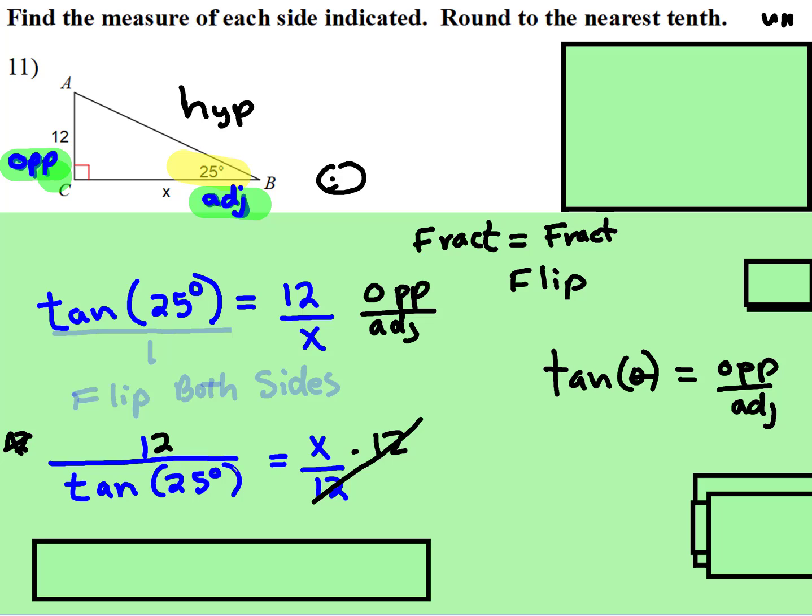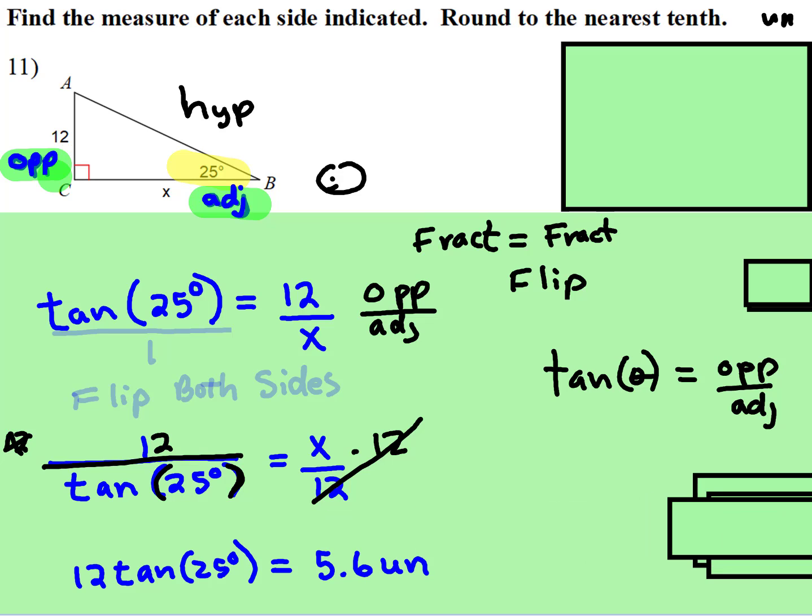And now on the calculator, 12 divided by tangent 25 degrees. Remember to close the parentheses. Hit enter. And you'll see that the x is now equal to 5.6 units. And so right here, this is 5.6 units. So that's all you're doing on those.